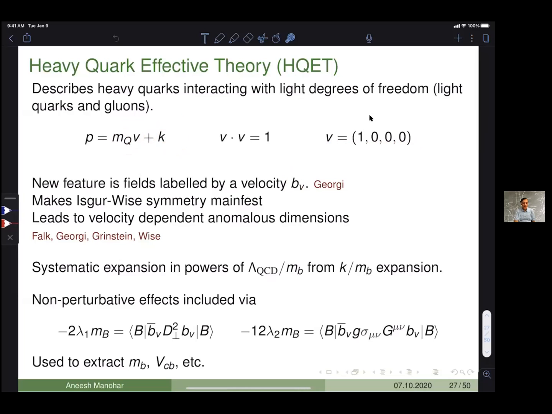And some new features which arise in this theory are that anomalous dimensions depend on the velocity, because the fields have labels of the velocity. And I mentioned this earlier, you can include non-perturbative effects systematically via higher dimension operators like this, which lead to non-perturbative parameters lambda 1 and lambda 2 and so on. And this theory has been used extensively to extract M_B, the CKM angles. I mean, there's a whole host of phenomena that you can do. But the key difference from the old theories is you also have this little label v to deal with.